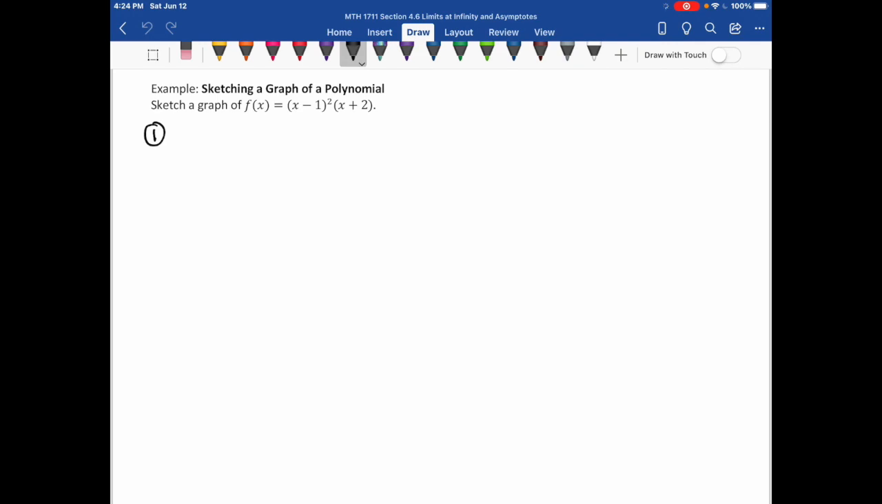And because this is a polynomial, we know that there's no holes or jumps or asymptotes or anything goofy going on with this function. So we can say that it is defined over all the real numbers. So we can say the domain is from minus infinity to positive infinity.